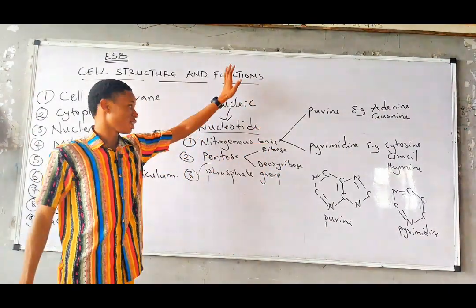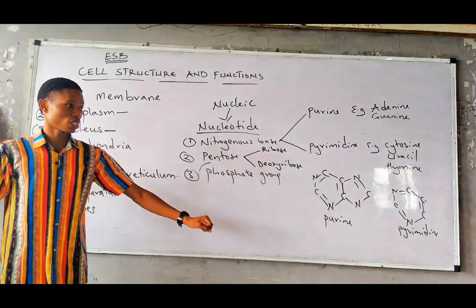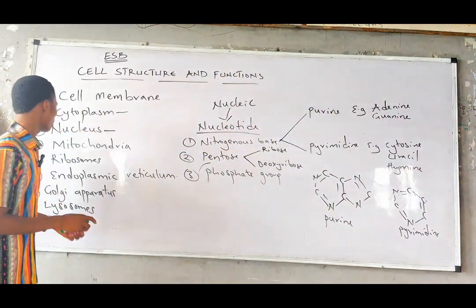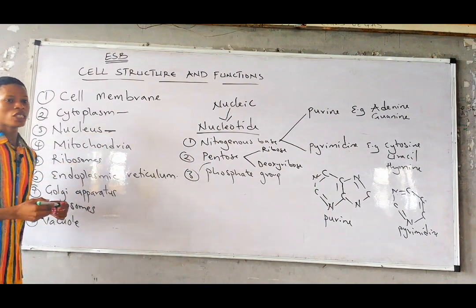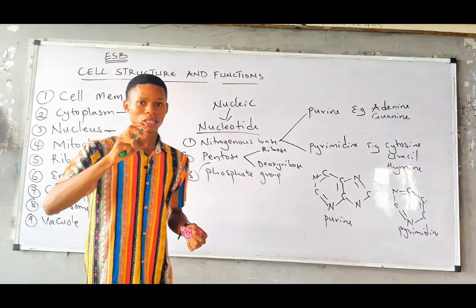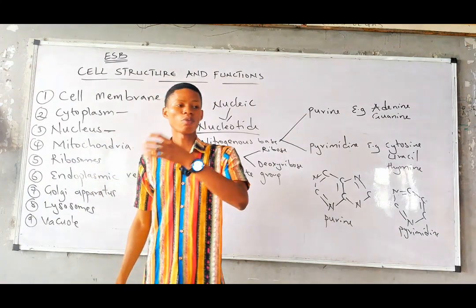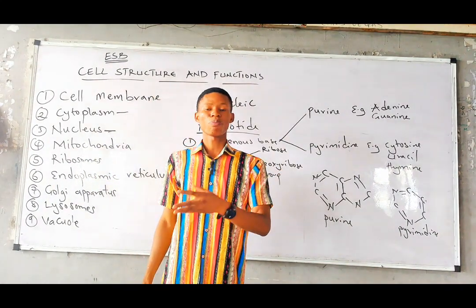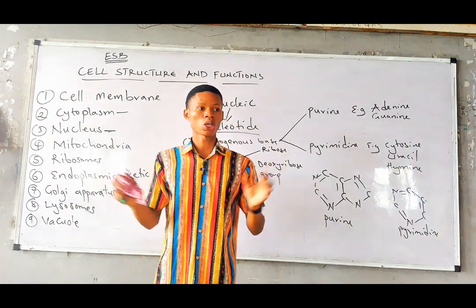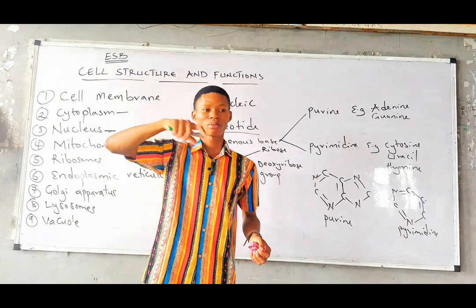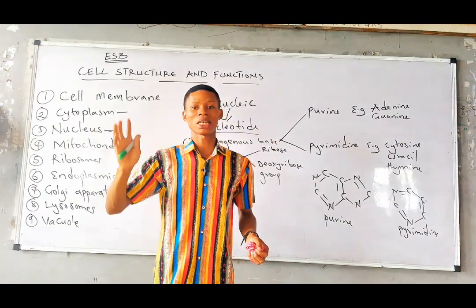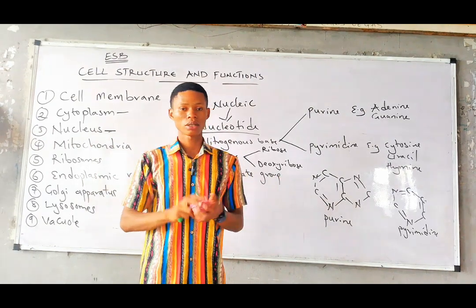Okay, this is already taking our time, so let me leave that. The nucleus contains the genetic material that is involved in transmitting genetic information from parents to offspring. That's the nucleus, and we call it the control center of the cell. Do you get that? Good.